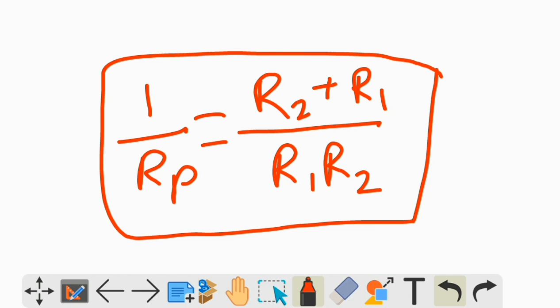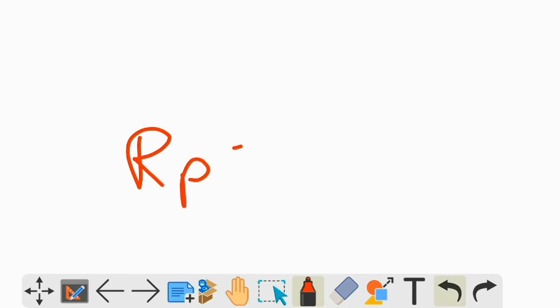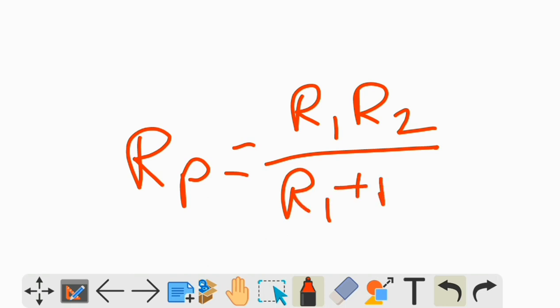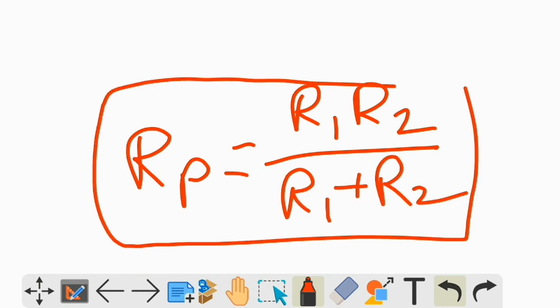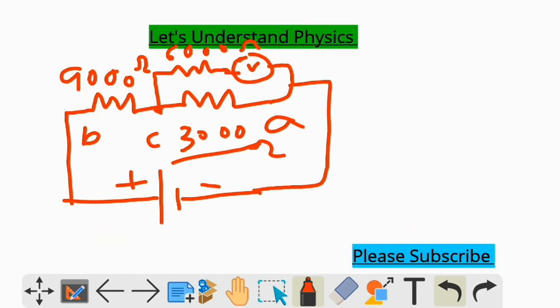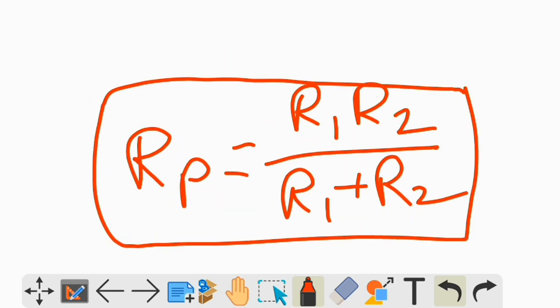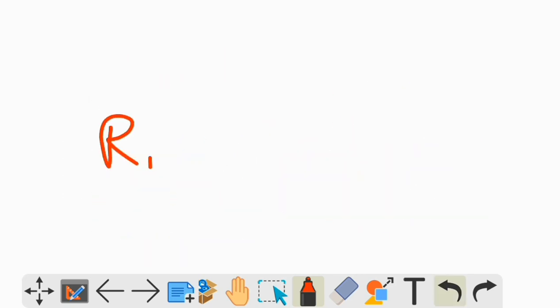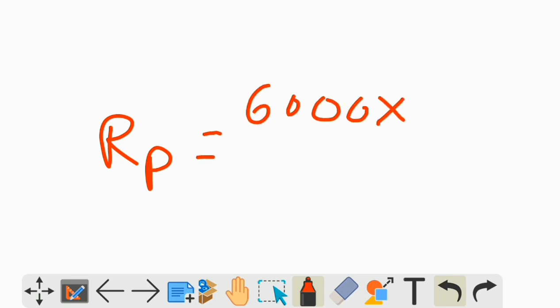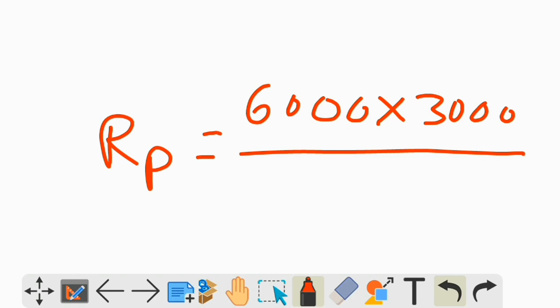Then from here you will have RP equal to, take the reciprocal. RP will be equal to R1 R2 by R1 plus R2. Now here for us R1 is RV, R2 is RAC. So those values we will substitute, 6000 and 3000. Okay. Now RP equal to 6000, R1 into R2. R2 is how much? 3000 divided by R1 plus R2, 6000 plus 3000.